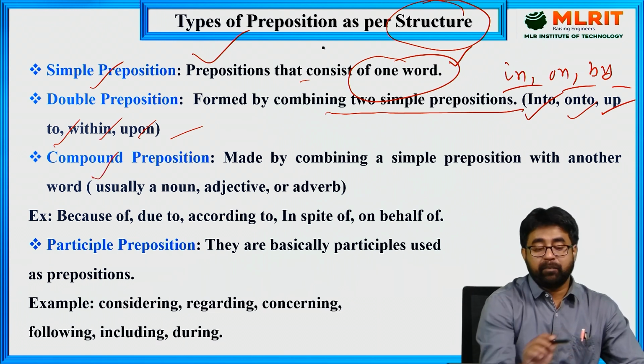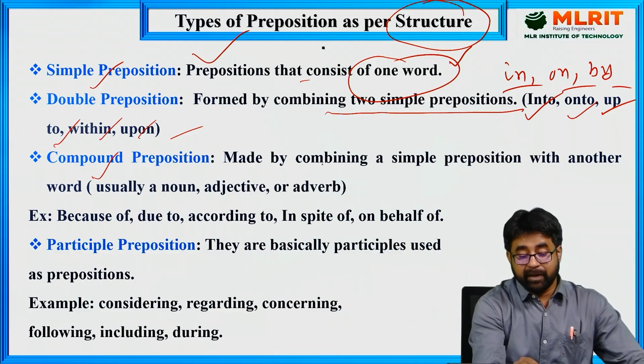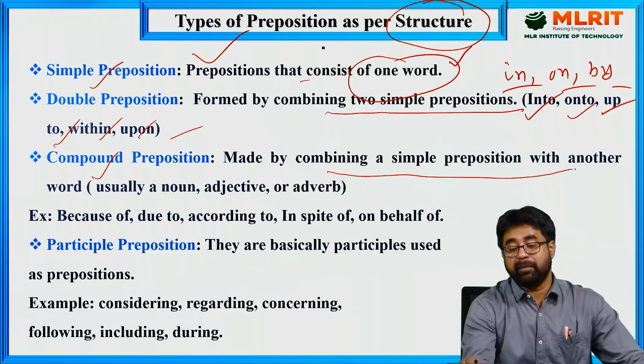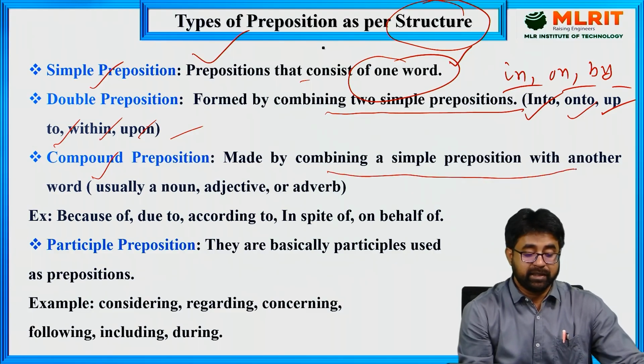Now what is compound preposition? Third category. They are made by combining a simple preposition with another word. So here what is happening?